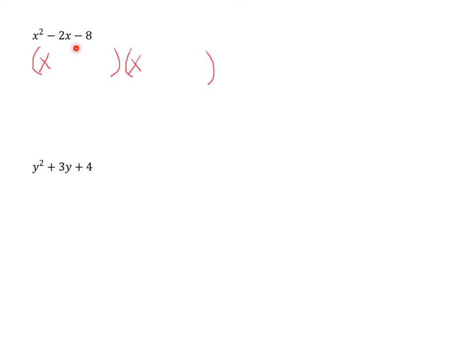Because this is a negative, what that tells me is that my signs are going to be different. I'm going to have a minus and a plus. It doesn't matter which order you put them in. Then I start looking at factors of 8. They don't have to be prime factors, they just have to be factors. So I have 1 and 8, I have 2 and 4. Those are the whole number factors of 8.